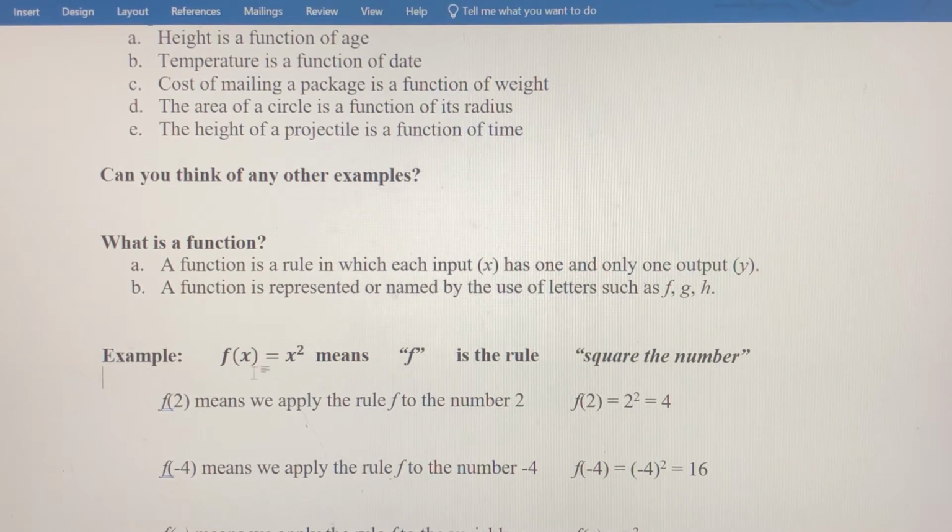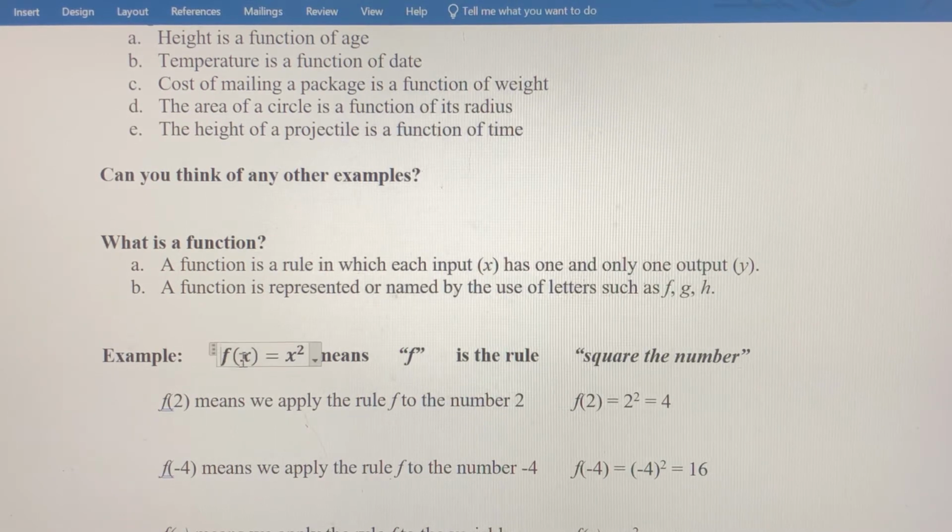Well, this is a rule. This is the function, okay? And what it means is f is the rule, and what we're going to do is square the number. Whatever the number is, we're going to square it. So this works for any real number in the set of all real numbers, okay? You could plug in -1 million, and you could find a value, okay? You could plug in +1 million, and you could find a value, okay?